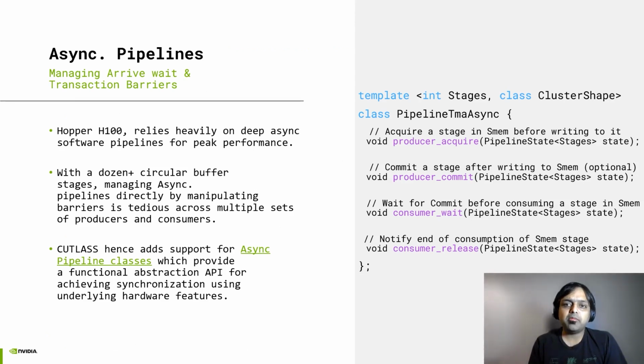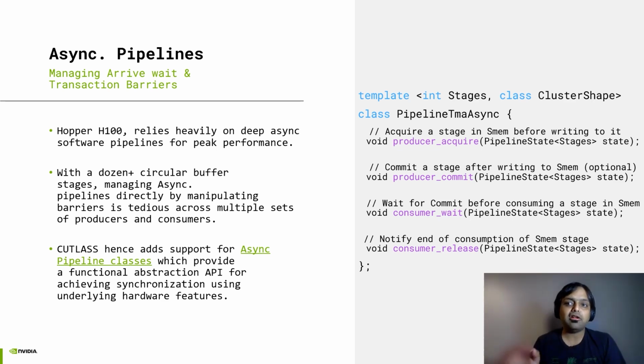The Hopper programming model leans heavily on optimizing asynchronous components, namely the TMA producers and the MMA consumers. With a dozen or more circular buffer shared memory stages, coupled with scheduling logic and the multicasting nature of producers, it remains to have critical software abstractions which aid us in achieving peak performance while also preserving developer sanity.